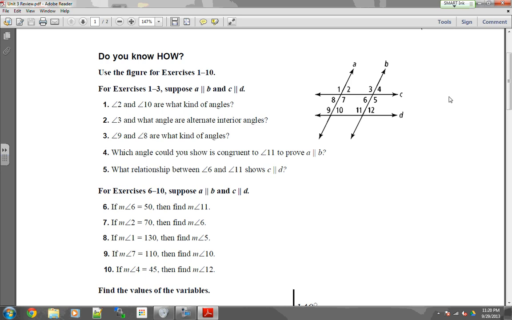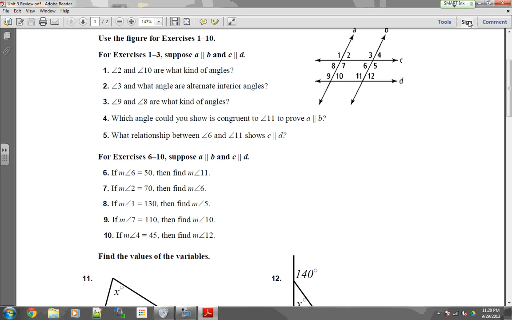Number 9, I believe. If the measure of angle 7 is 110, what is the measure of angle 10? Well, we know again that these are same side interior, which means they're supplementary. So since this is 110, this measure of angle 10 will have to be 70 to equal 180. Now if the measure of angle 4 is 45 degrees, what is the measure of angle 12? Well, since 4 and 12 are corresponding angles, this would have to be 45 degrees as well.